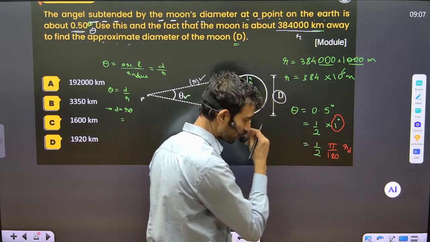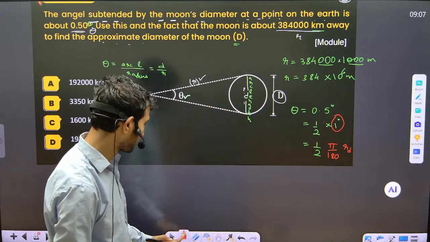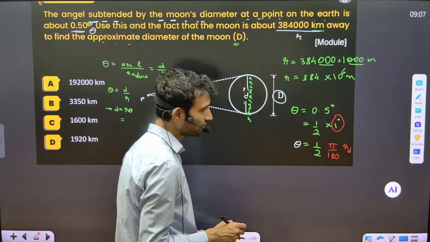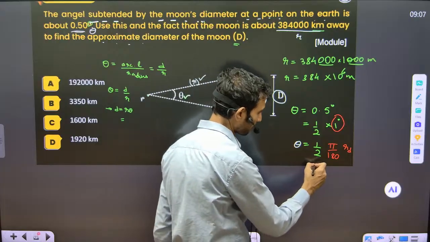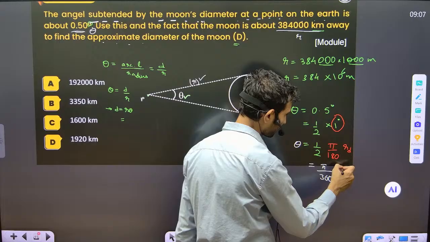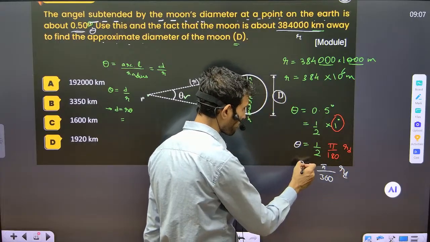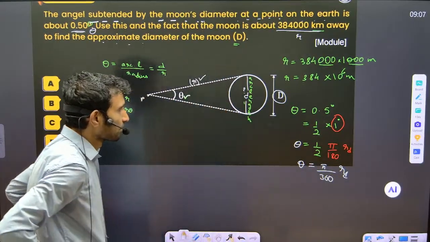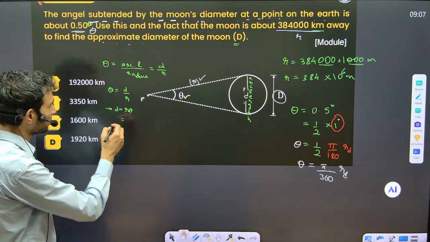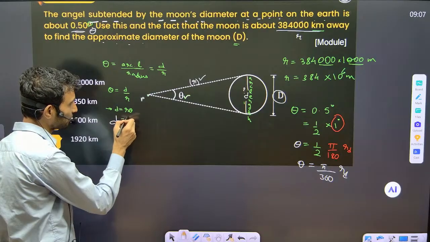Theta is equal to pi radian upon 180. So we can get theta from here, and that's coming out to be pi by 360 radian. With theta also there, we can put the value and get the value of d.